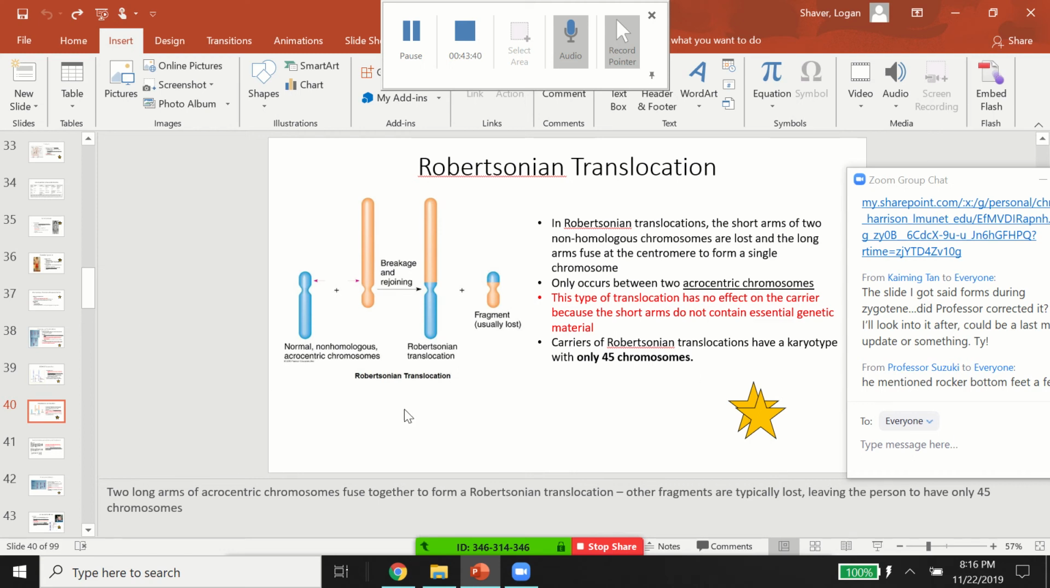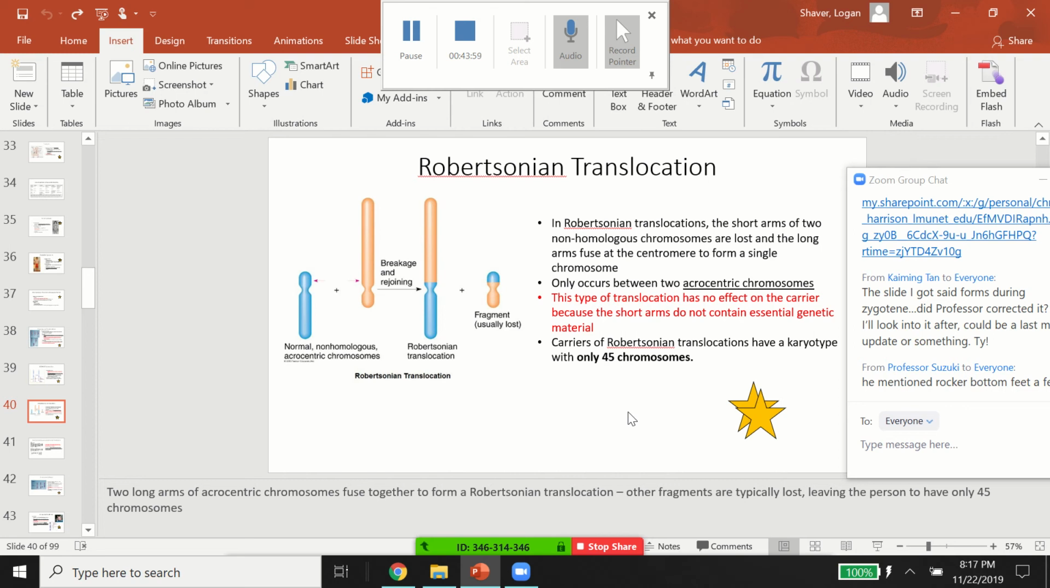So you wouldn't be able to just basically lose that fragment. But anyway, people that have Robertsonian translocation, since they're losing essentially one chromosome, they only have 45 chromosomes. So that's something to keep in mind.